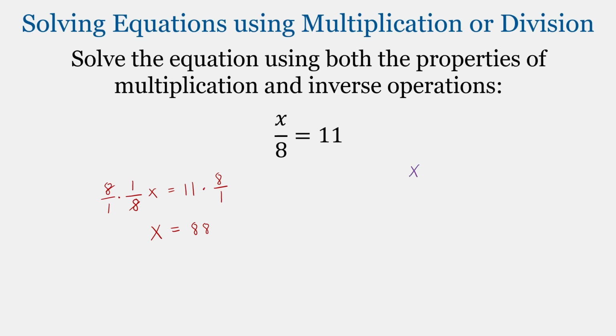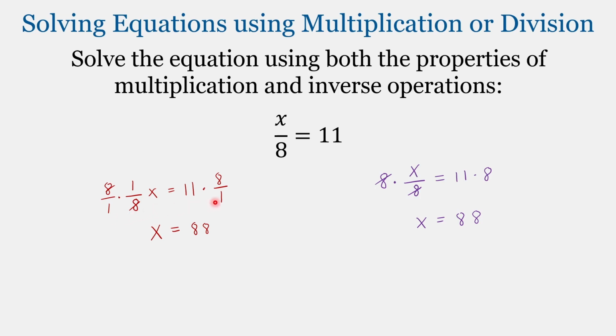And then solving with inverse operations. So we have x over 8 equal to 11. We're dividing by 8. So that means we will multiply both sides by 8. These 8's cancel out. You get x equal to 88.